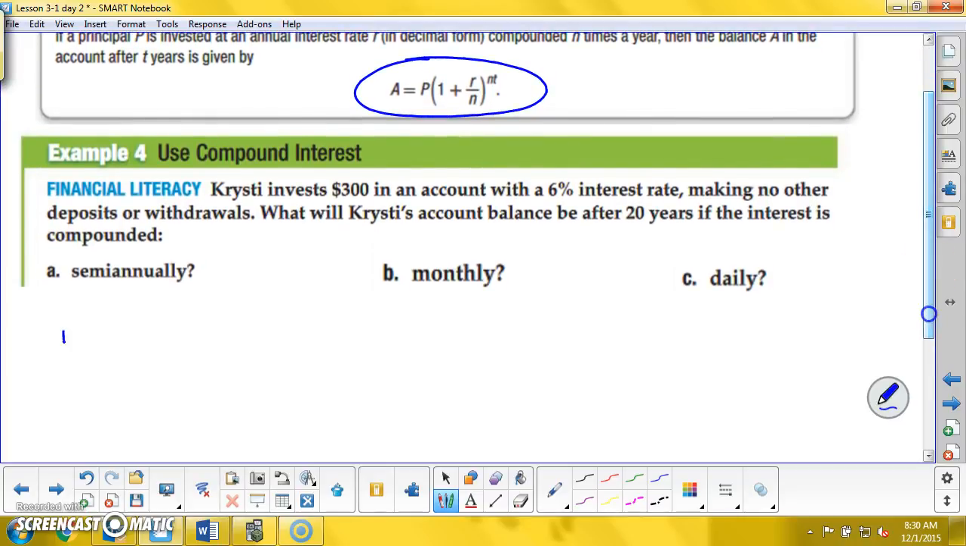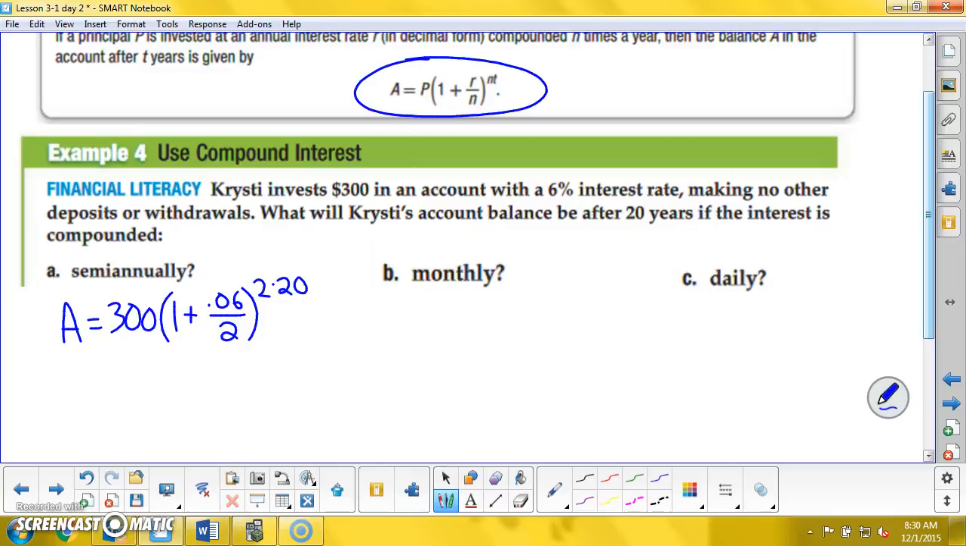So using this formula, here's how we go about finding it. A equals 300 is the principal amount. 1 plus our interest rate, which is always a decimal, so 6% is 0.06, divided by n. Now here, semi-annually means twice a year, so n is 2. Raised to the 2 times, now it says after 20 years. Okay, so we'll have to type that in on your calculator. We'll do that here shortly and find the amount.